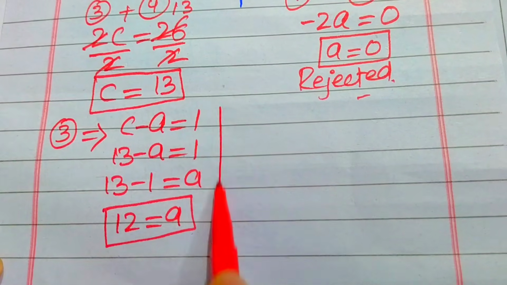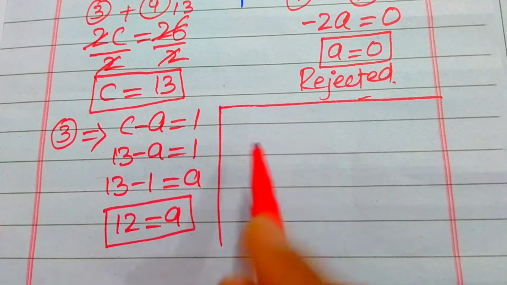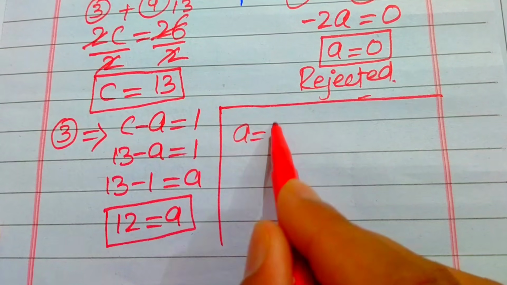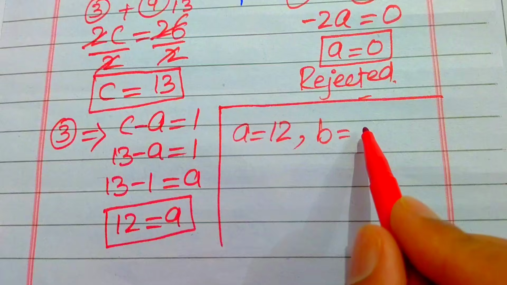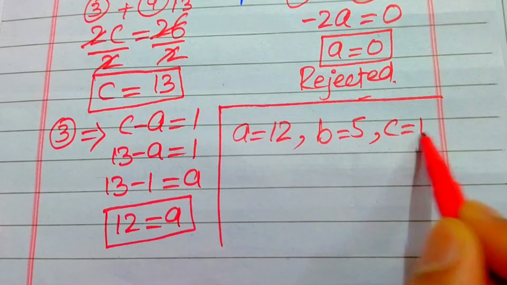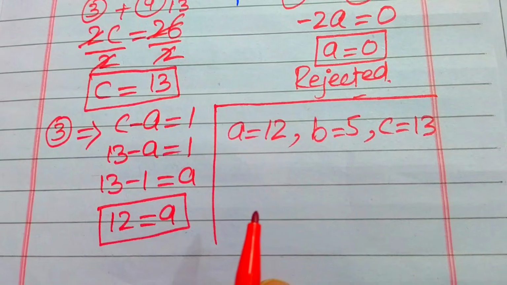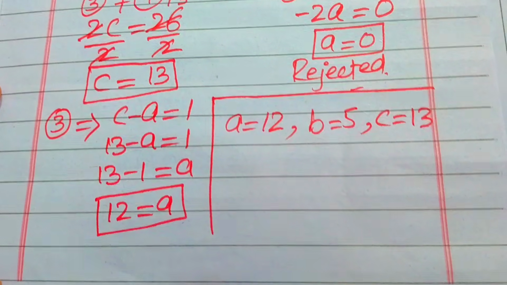So finally we get all the side lengths of the given triangle. The side length a equals 12, the side length b equals 5 which is given, and this length c equals 13. These are all the side lengths of the given right triangle, and now we need to find the perimeter of the given right triangle.